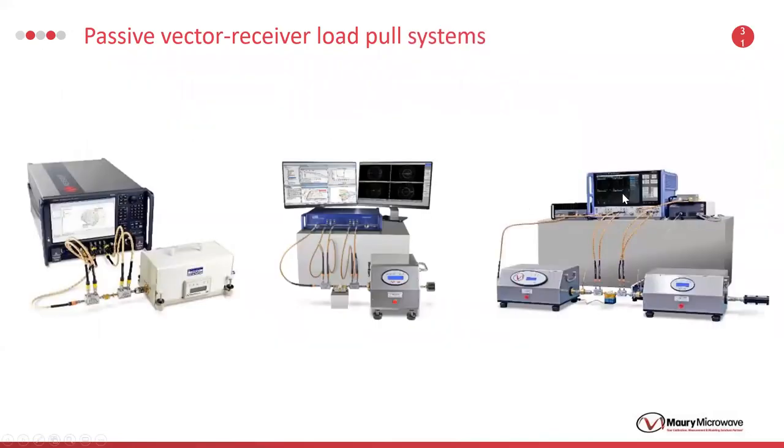All right. Now, these are different passive receiver load pull setups. We can have a very simple one using an output tuner. You see here, there is no tuner at the input. Why? Because the power needed to drive this device is very low. So we can use the power that is already available from the VNA. I don't need an input tuner here.